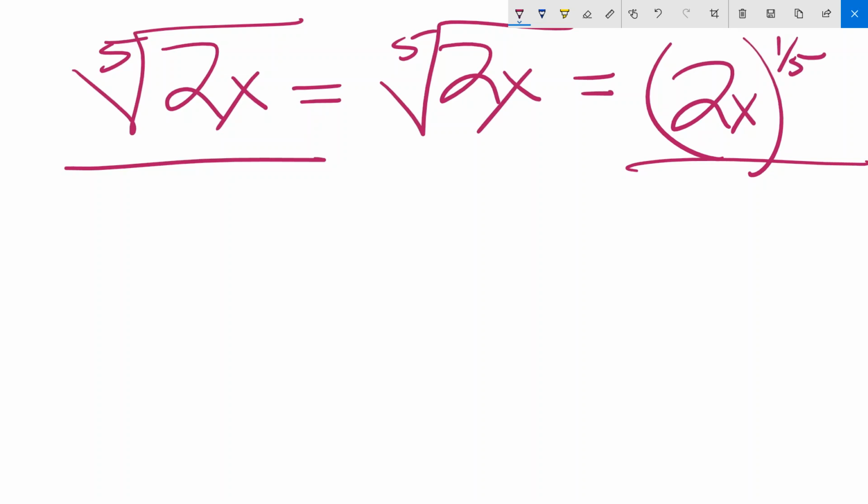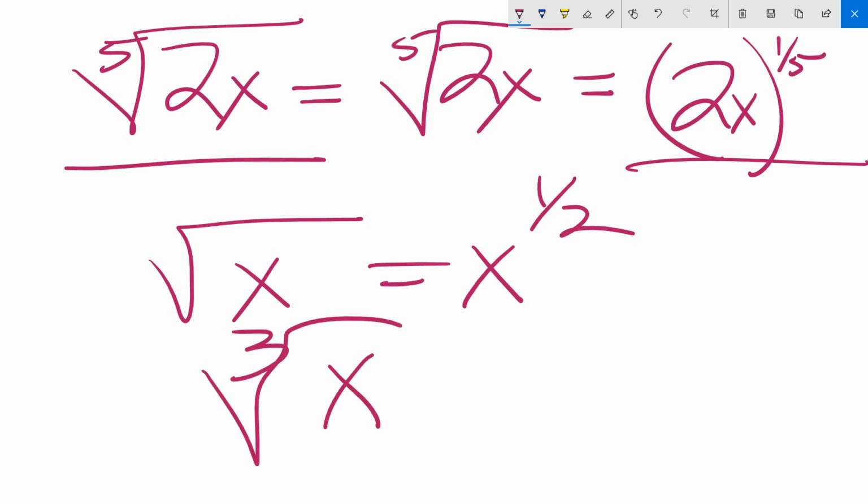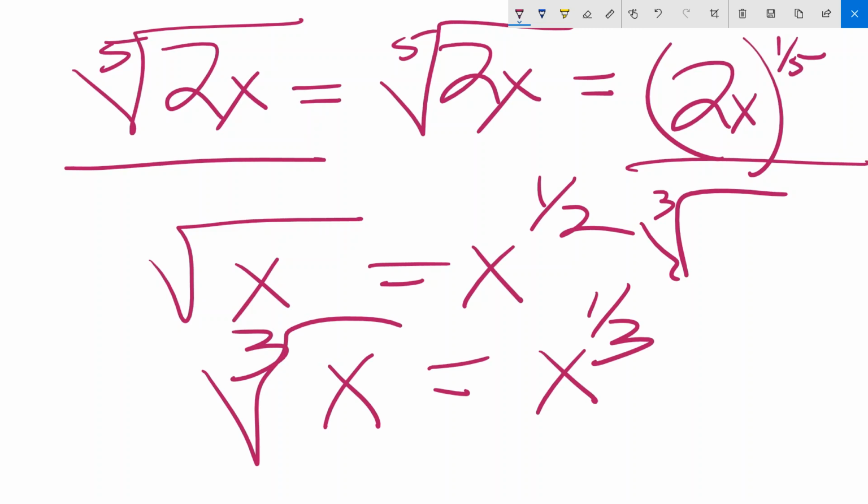But it is useful to know that when you take the square root of x, that's the same as x to what exponent? 1/2. Okay? And if I take the cube root of x, x to the 1/3. How about if I take the cube root of x squared? Then x to the 2/3. You got it.